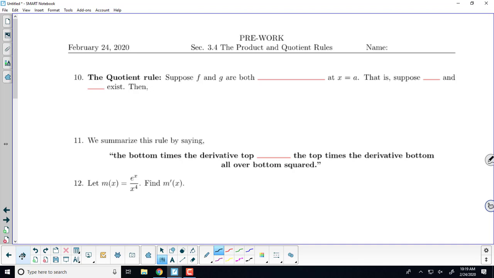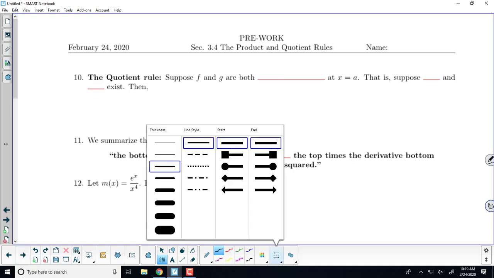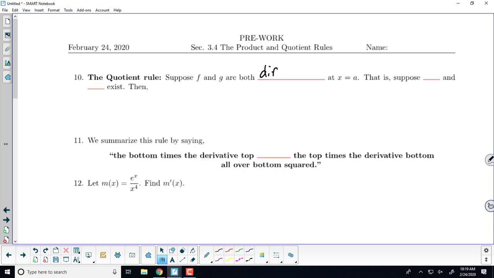Now let's look at number 10, the quotient rule. The quotient rule says, suppose that both f and g are what? What are we going to suppose? What do you think? We're going to suppose that they are both differentiable at x equals a. That is, suppose who exists? Yeah, f prime and g prime exist.